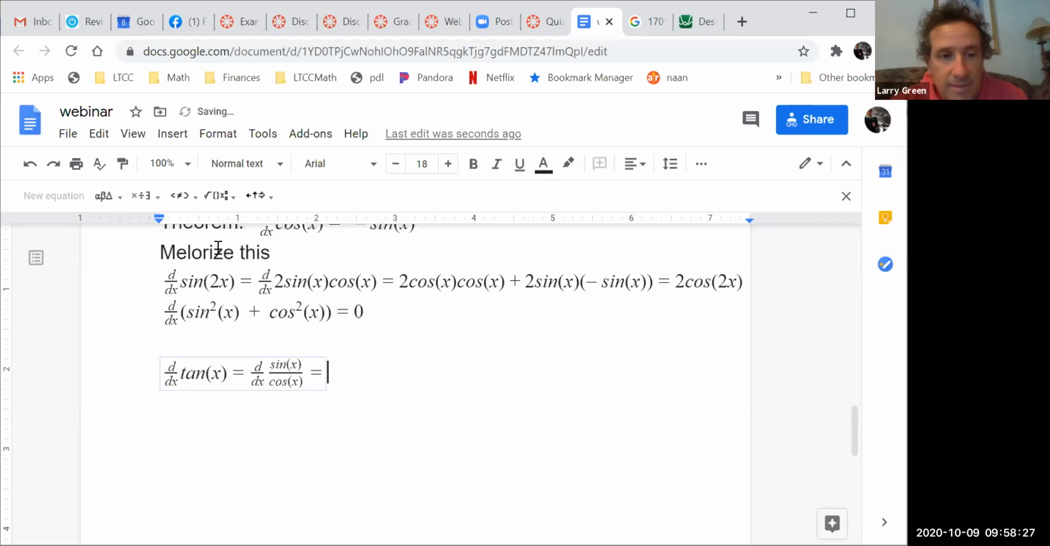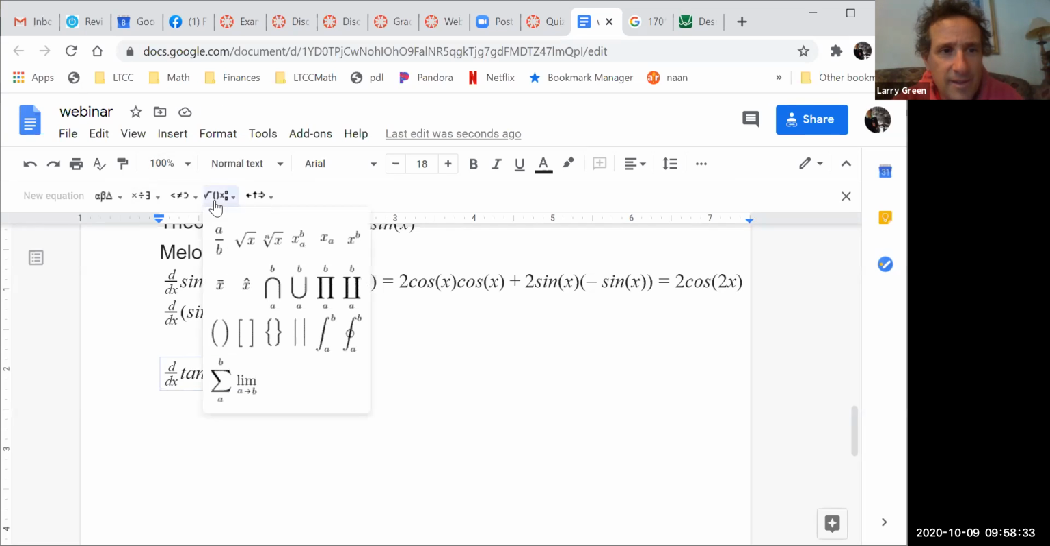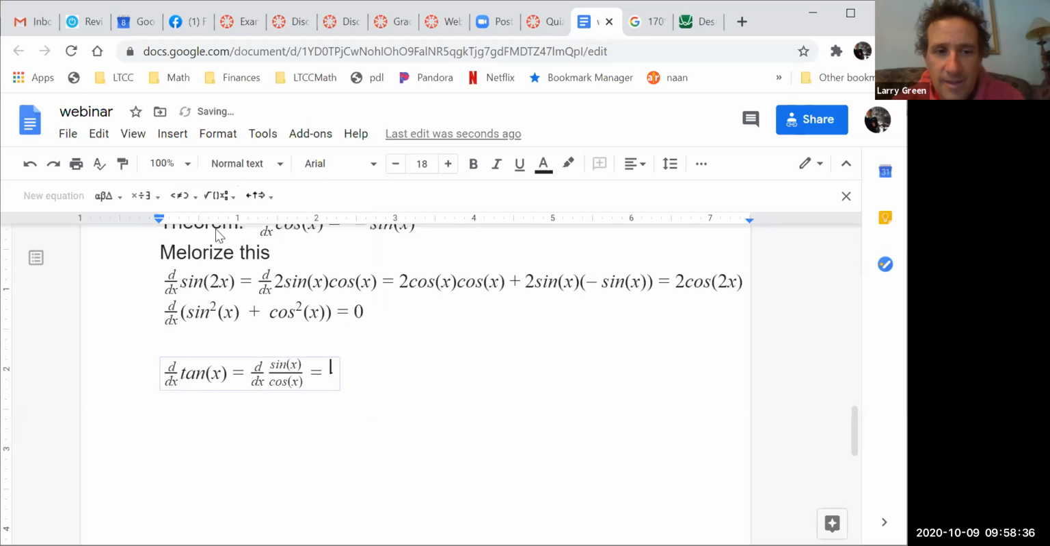And then we need to do that. What rule do we have to use? Low d high minus high d low, square the bottom and away you go, quotient rule. So low is cosine of x. The derivative of sine of x is cosine of x. So that becomes cosine squared of x.